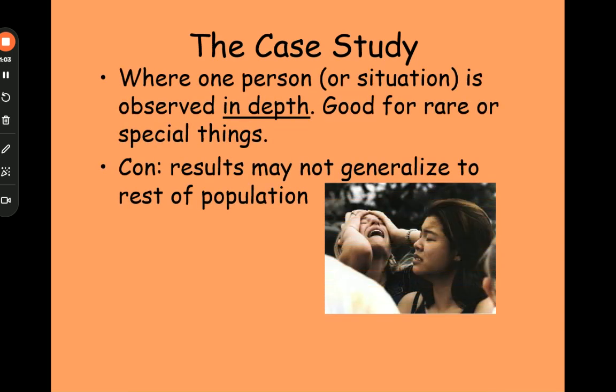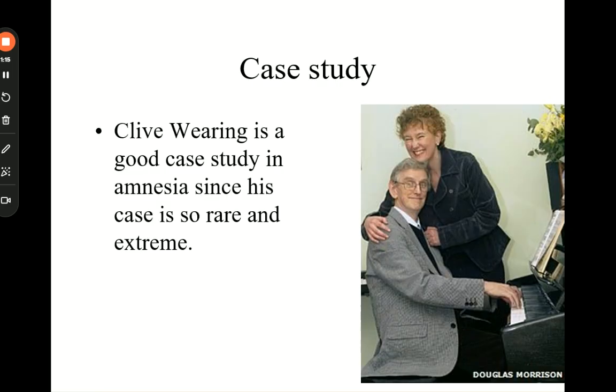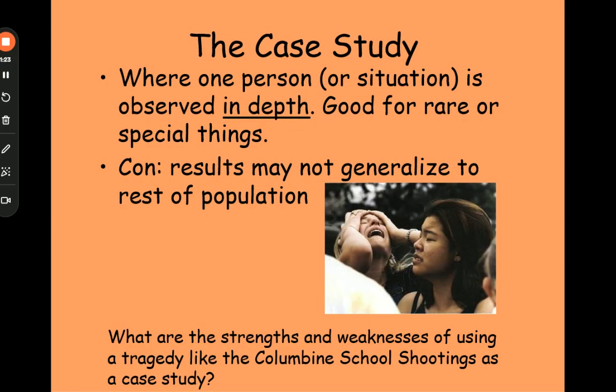So let's say you run into somebody who has the worst case of amnesia in the world, like Clive Waring, if you know who he is. I hope you do, but if not, he has the worst case of amnesia of anybody. And so if you wanted to study amnesia, you might just study him. You'd write a whole book on him. It might take you a few months to do. You write a 200-page book on him, and you study him in depth. That's what case studies do.